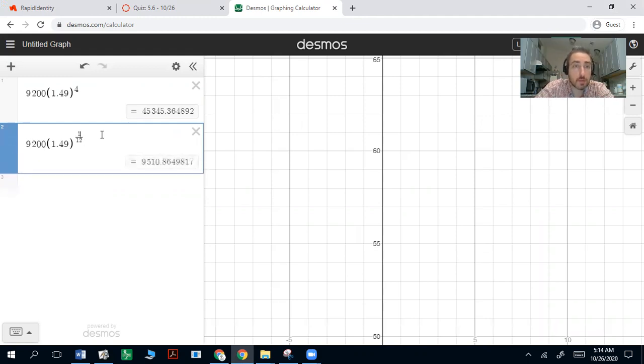Now, if I convert that, 9,200 parentheses 1.49, and I raise that to the 1 divided by 12, and let me put that in parentheses so it stays up there, times 48. Because we know that 48 divided by 12 is equal to 4. So these are equivalent, right? And that's why you get the same number.